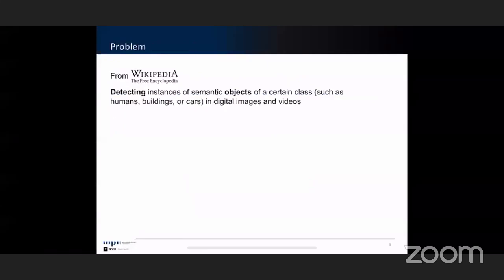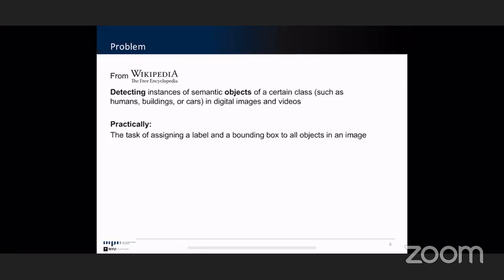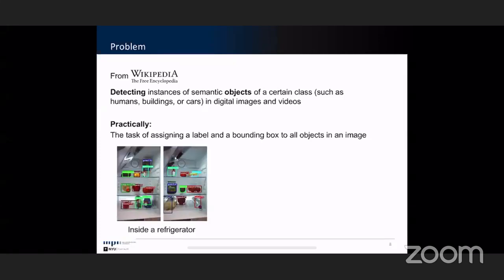So what is detection? Well, Wikipedia says that detecting instances of semantic objects of a certain class, such as humans, buildings, or cars in digital images and videos is what we want to learn. And practically, it is essentially just the task of associating a label and a bounding box to all objects in an image. So if we have objects in an image, such as these shelves in the fridge, we want to identify them. So we want to put a box around each object and also label them.